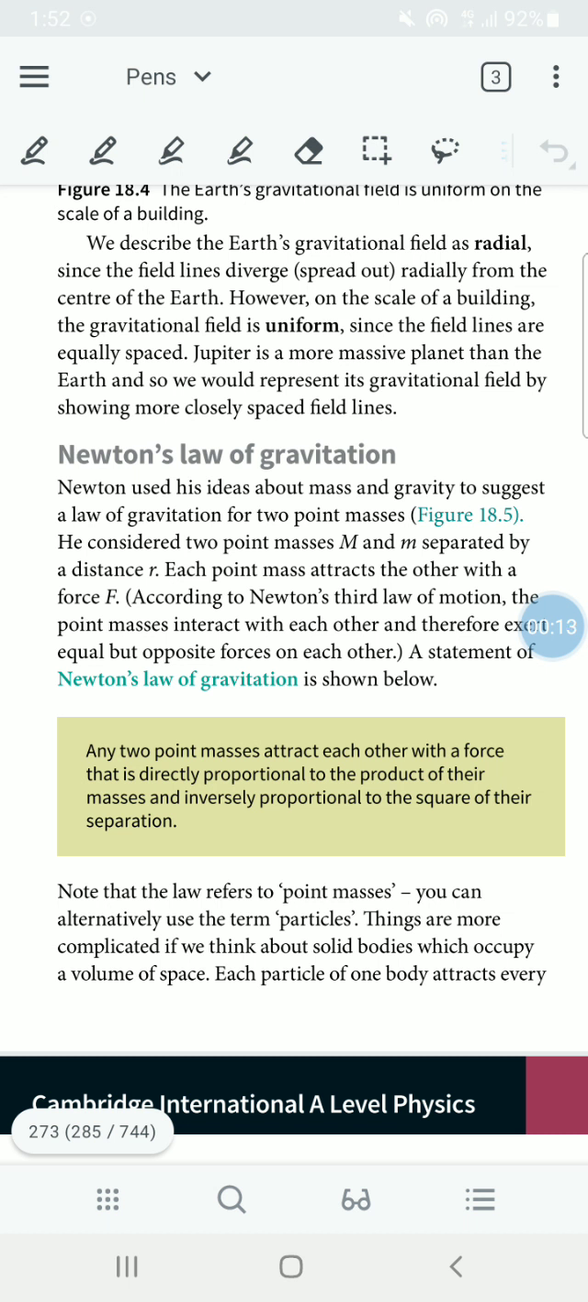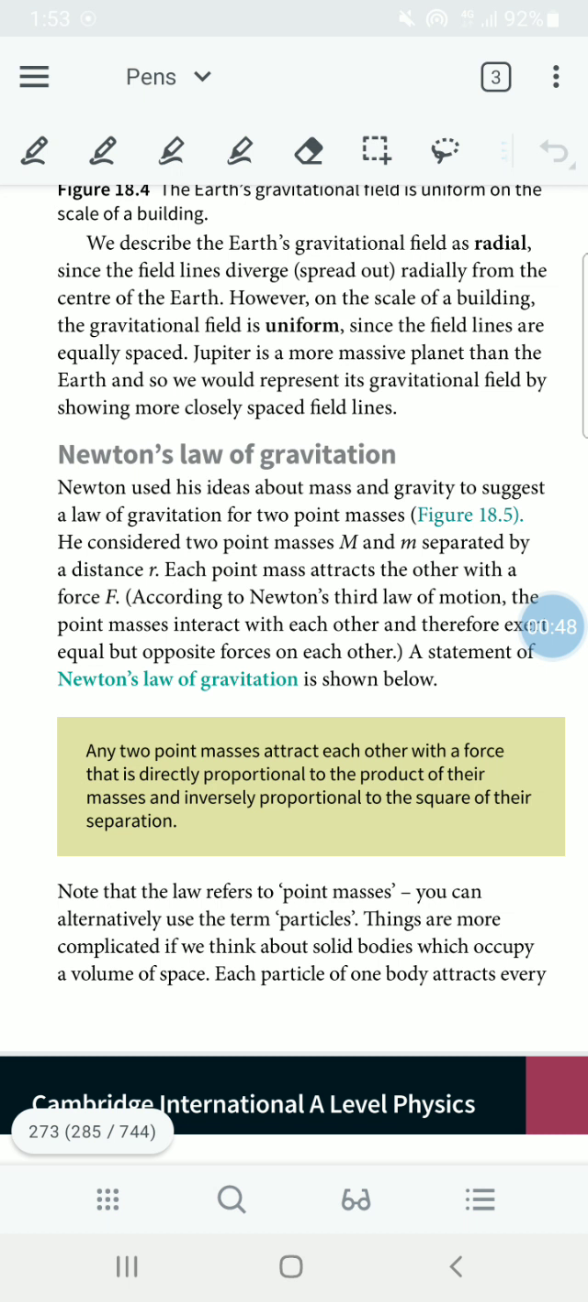Newton used his ideas about mass and gravity to suggest a law of gravitation for two point masses. So basically, you have to understand what point masses are. Earth can be identified as a point mass in relation to another object, like the moon or the sun, or any other external object. Point in the sense that it appears as if it's acting from a single point, like from the center of the earth.